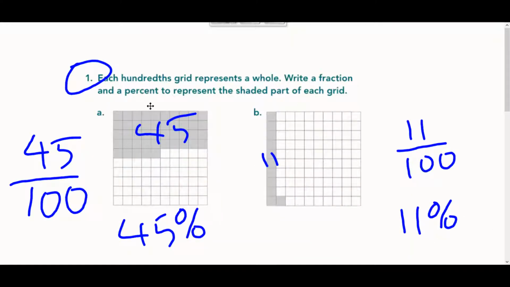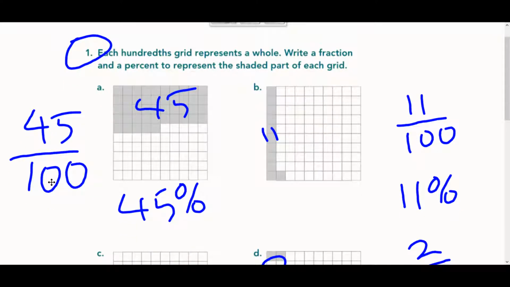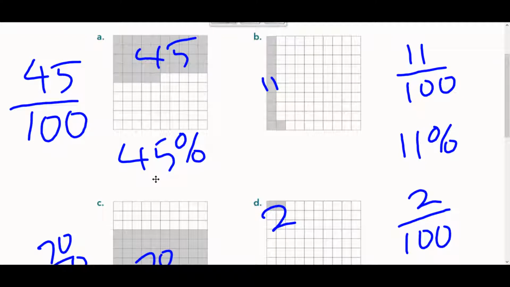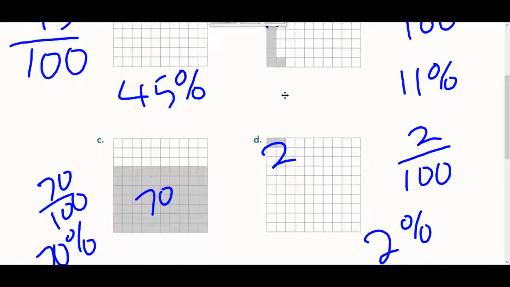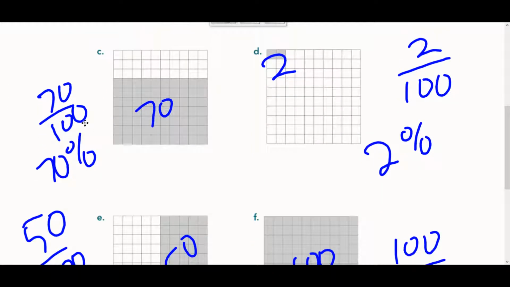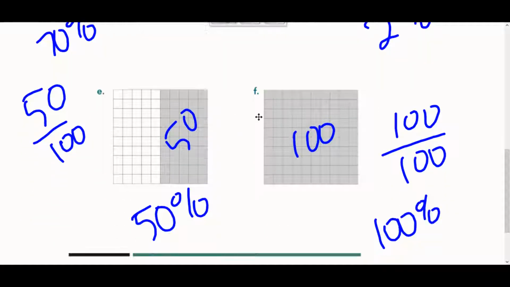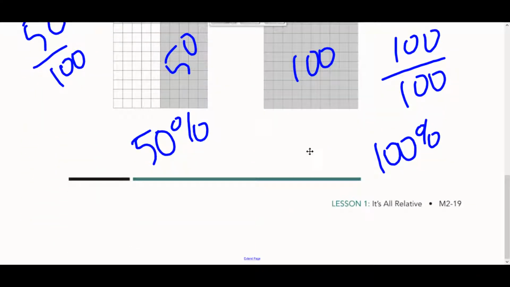So what we did is we practiced a little bit. You counted the number of boxes, you put that as a fraction, 45 over 100, and then you turn that into a percent, 45%. It's pretty repetitive, but the main idea is you count how many you have out of your total, and then you turn that into a percent. It's a part-to-whole ratio.